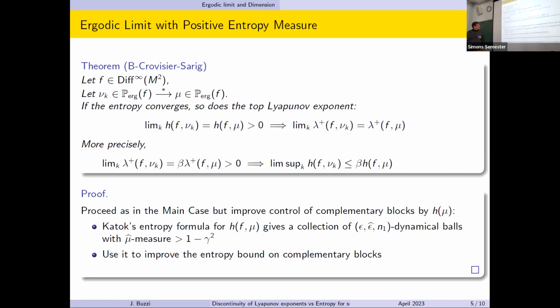Any questions about that? Okay, and actually you can prove that there are examples showing that this statement is sharp in the following sense: there are C-infinity surface diffeomorphisms for which, given any alpha less than beta between 0 and 1, one can find a sequence of ergodic measures that converge to an ergodic measure with positive entropy, such that the limit of the entropies is equal to alpha times the entropy of the limit.